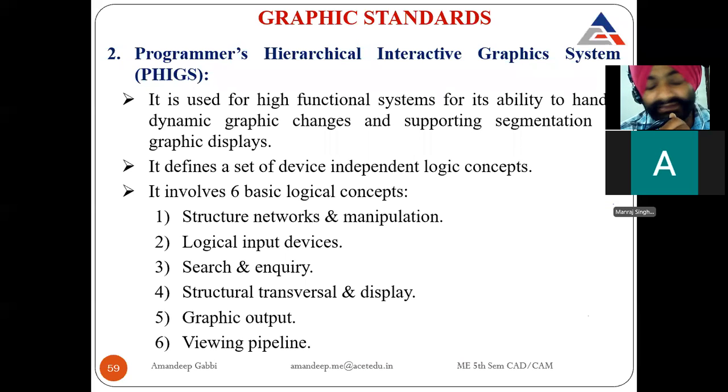So it gives you independent logic concepts. It involves 6 basic logic concepts, that is structure, network, and manipulation. As I have told you, networking should be there, and manipulation is possible. Then we have logical input devices, search and inquiry, structural, transversal, and display, and graphics output and viewing pipeline. These are 6 basic logical concepts that are there in programmers hierarchical interactive graphics system.